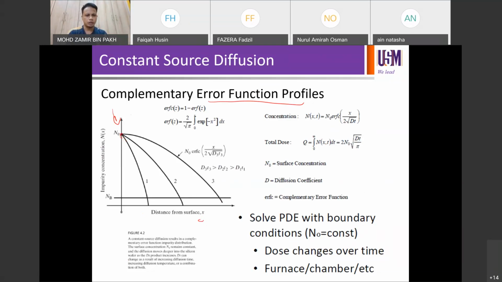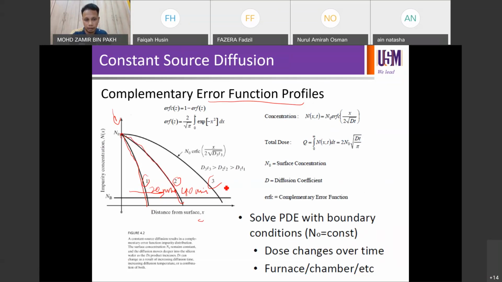So if you look at these 1, 2 and 3, right? What is different is that they are run at different times, moving from left to right. Say you run process number 1 at 20 minutes, you're going to get a profile like that. The very same process, but you run for 40 minutes, you're going to get that profile. So you can see it goes slightly deeper into the silicon.